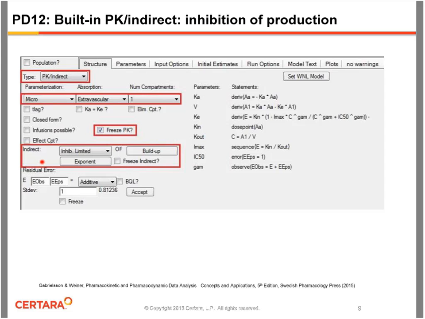In the indirect grouping, we will select inhibition limited of buildup, and then the exponent includes the gamma in the inhibitory function. Okay. So this is the built-in mode in Phoenix to build the model. And then over to the right here, the PML statements get written automatically.